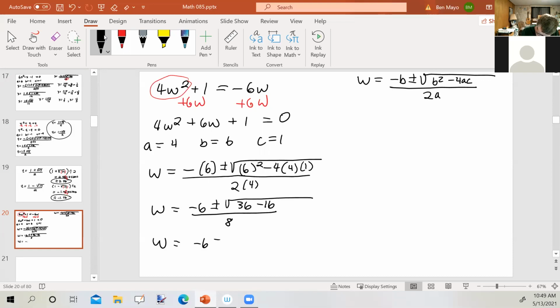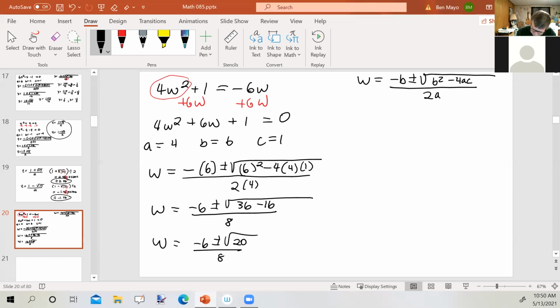W equals negative 6 plus or minus the square root of 20 all over 8. All right, now is where things get a little bit tricky because we're going to simplify the radical. The previous problems, we couldn't do that. And then we're going to actually reduce this whole answer down to its simplest form before we plug it into the calculator. Now, we could take it as it is and plug it into the calculator and get the decimal answers, but we want to get the reduced form of the exact answer and then go to the calculator.